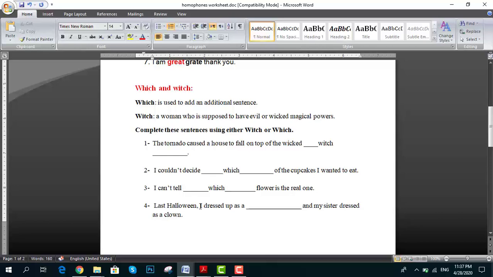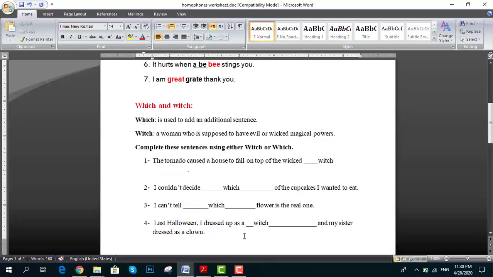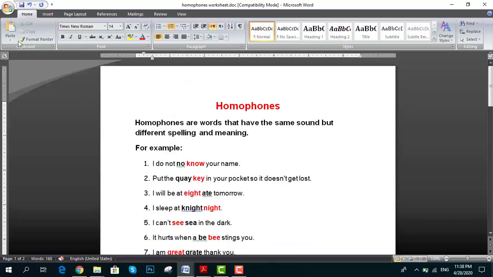Last Halloween. For those who don't know, Halloween is actually a time of the year when all of the people get dressed in their favorite costume and they go to the street. So for example, if I like Barbie, I would dress up like Barbie and go to the street. Okay? So here, last Halloween, I dressed up as a witch and my sister dressed up as a clown. So her sister wore the clown dress and she dressed as a witch. So here I'm talking about the evil woman. So here, witch.